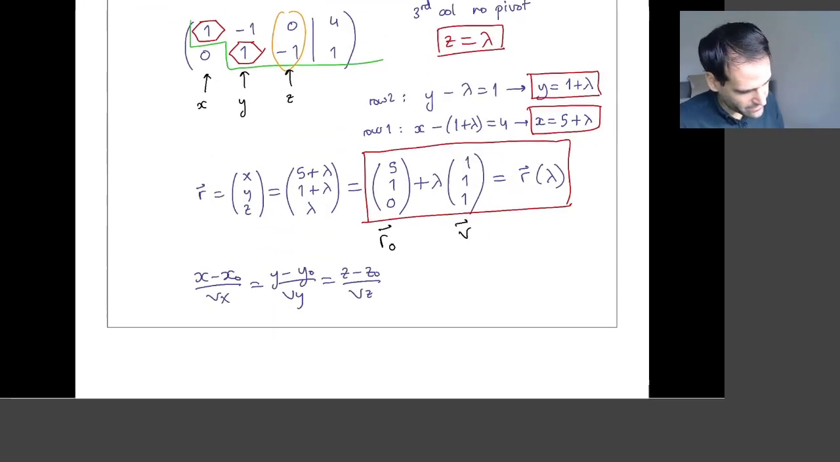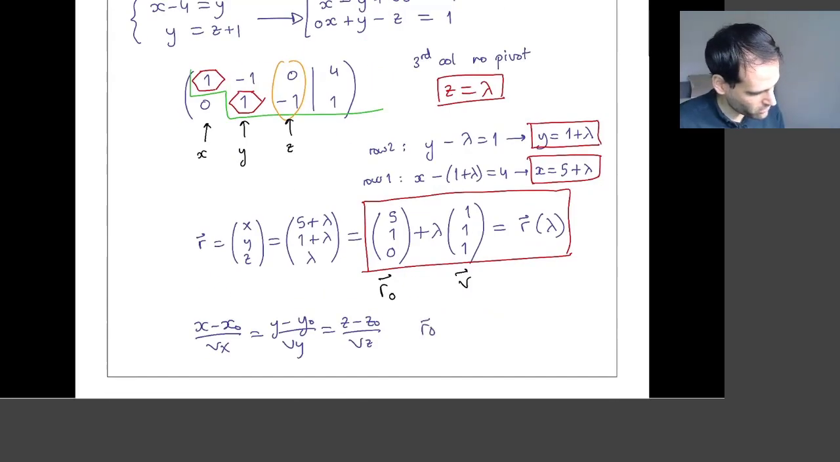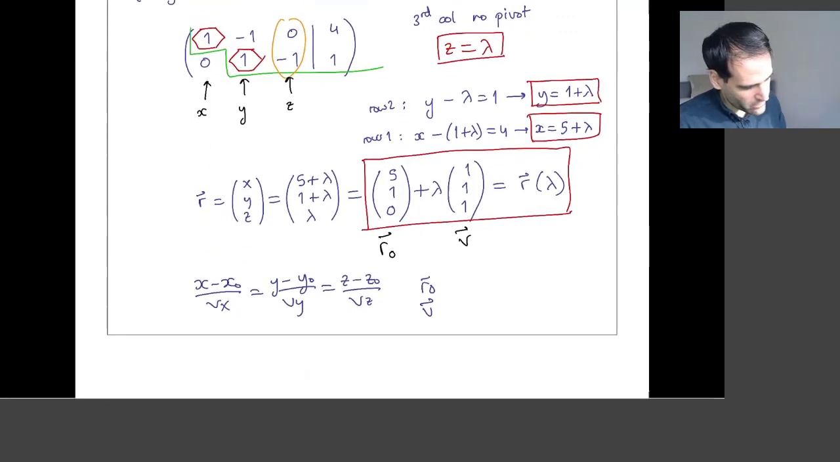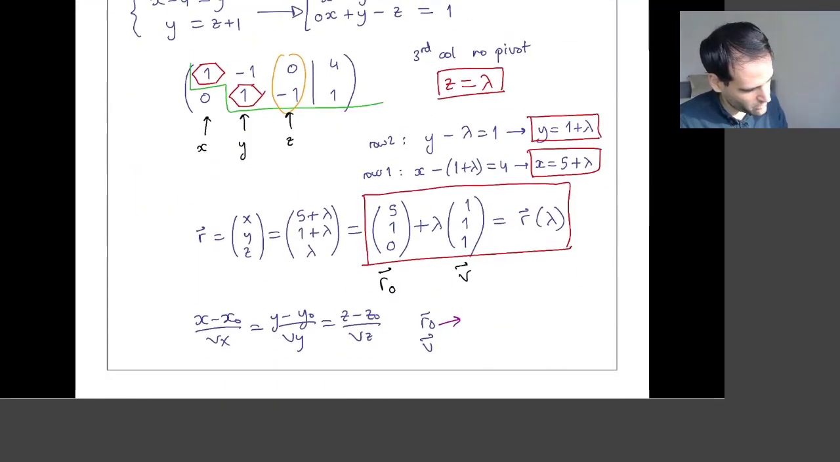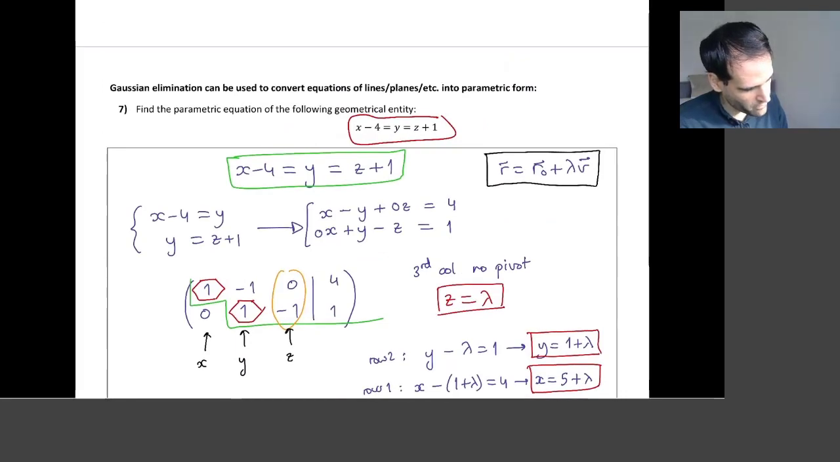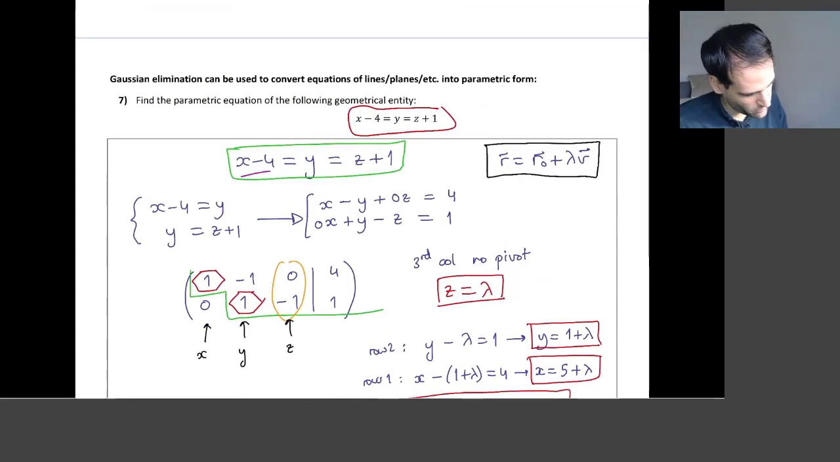So comparing this with the original equation, we could have found R0 and V, yes? And if you notice, R0 would have been different. If we had used this trick to find the line, R0 would have been equal to (4, 0, -1), while V would have been what is dividing, which is (1, 1, 1), yeah? So V would be (1, 1, 1).